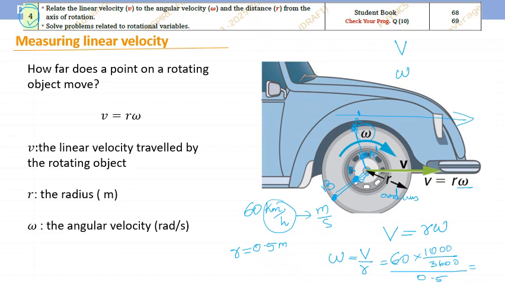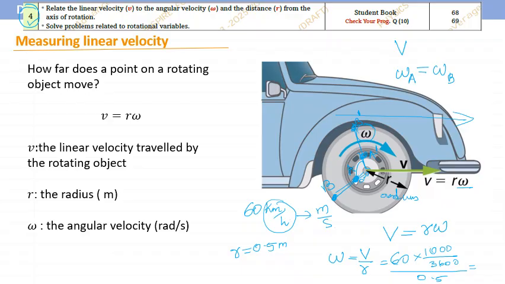Let me say the angle rotated by A and the angle rotated by B will be exactly the same. There is no difference. So the angular velocity of point A must be equal to the angular velocity of point B. There won't be any difference.